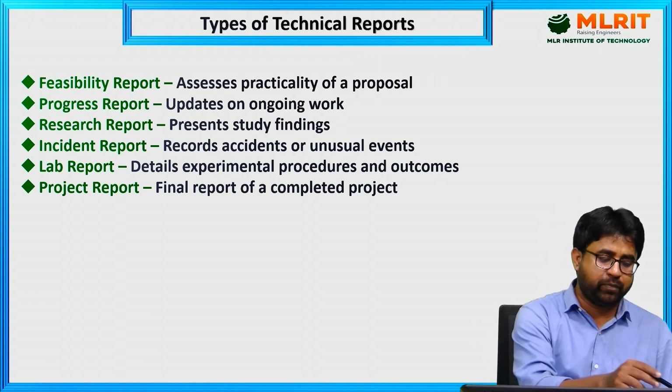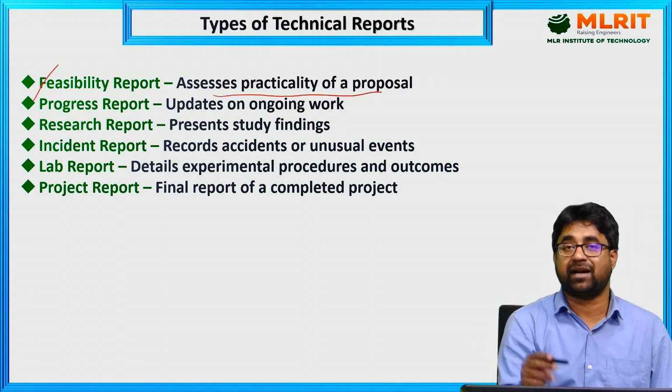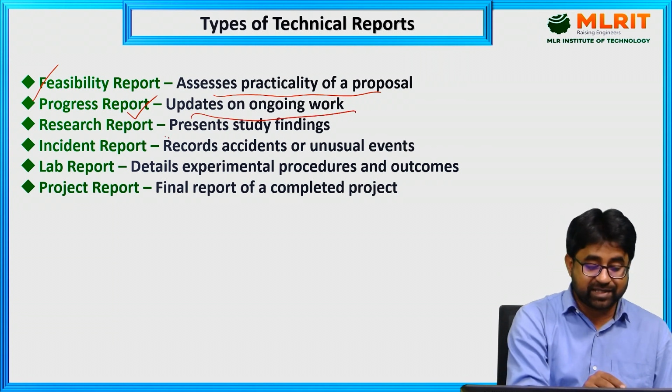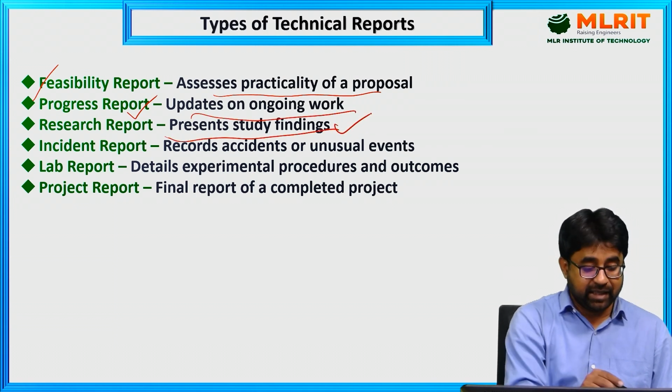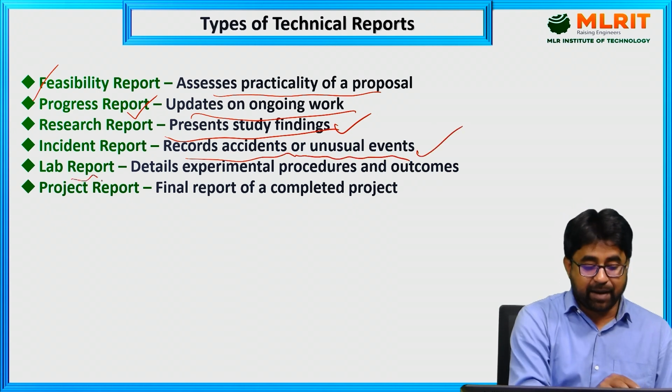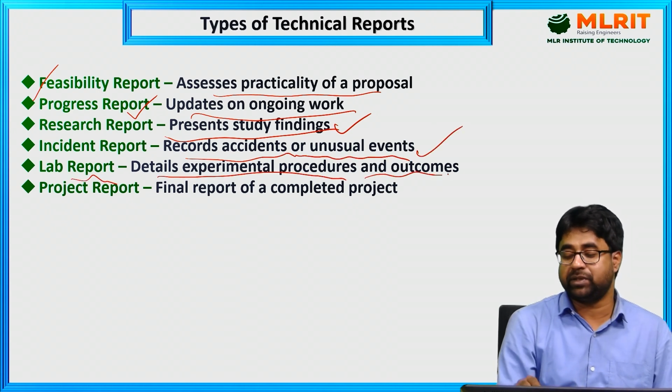Different types of reports are there. Feasibility report, it assesses the practicality of a proposal. Progress report, updates on ongoing work. Research report, presents study findings. Incident report, records accidents or unusual events. And then lab report, details experimental procedures and outcomes.